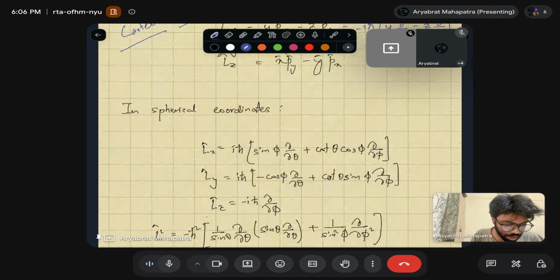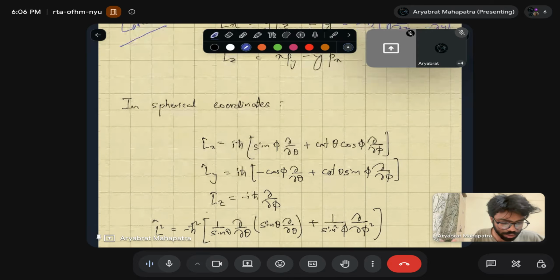For example, when you try to learn about the hydrogen atom system in quantum mechanics, or some sort of Coulombic potential, or some sort of potential that involves theta or phi symmetry, in those cases it becomes much easier to deal with spherical coordinates.